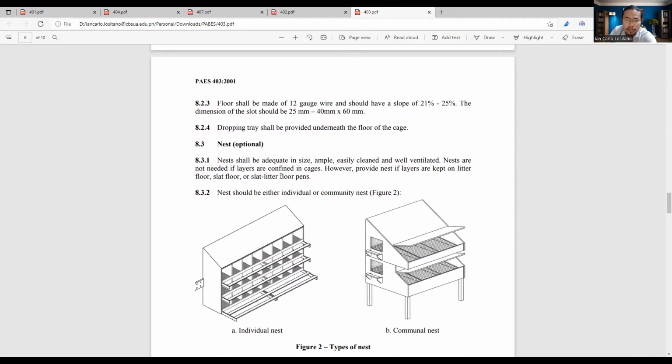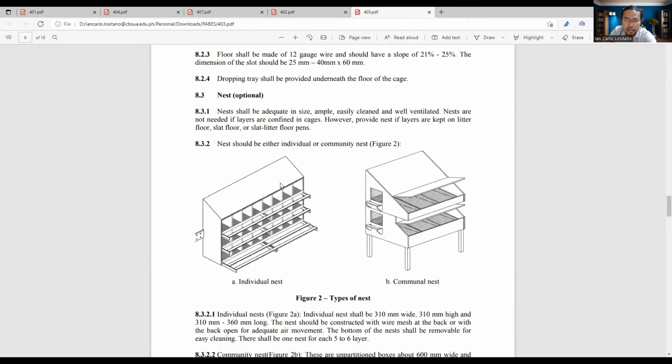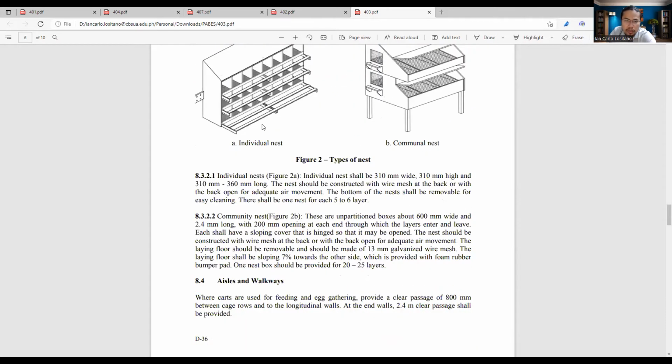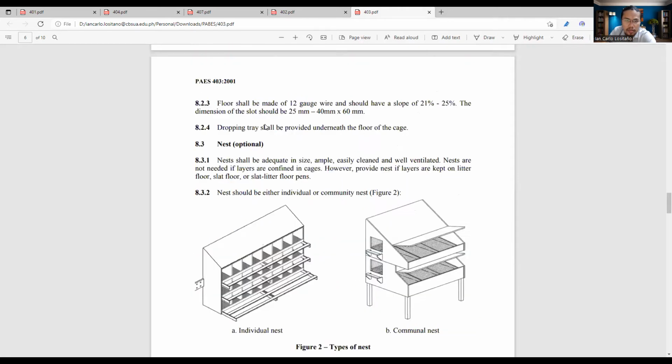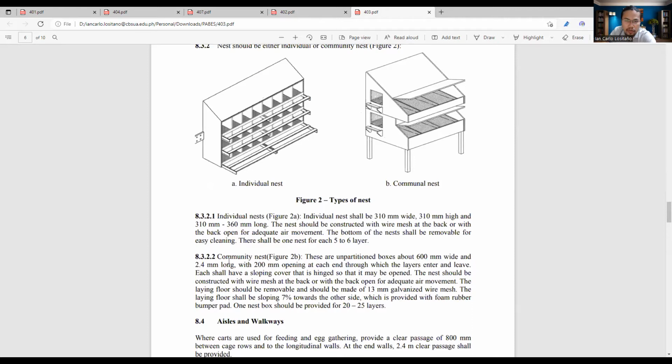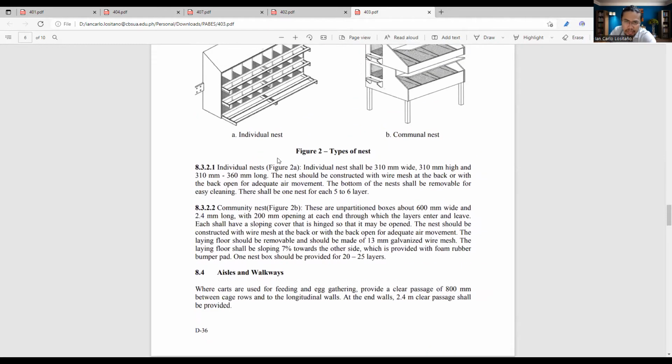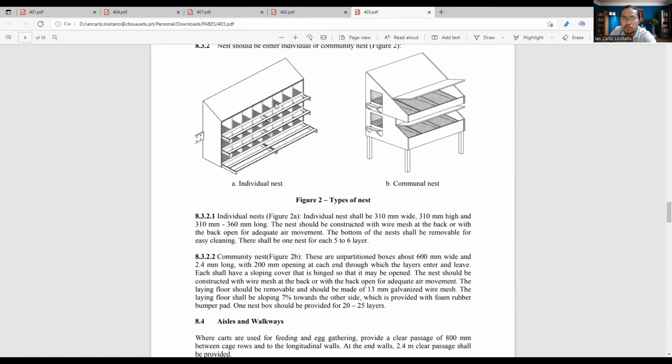The nest could be constructed but is still available commercially and the weight could be determined, if ever. It could also be computed from the materials to be used, such as wood or plywood. You have two kinds of nest: your individual nest, and then your community nest. The nest facilitates the collection of the eggs because you have the hens inside the nest.